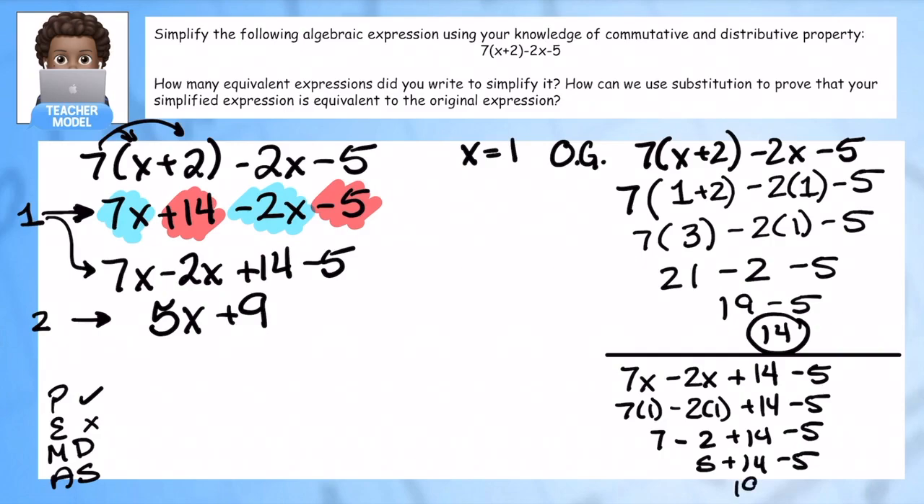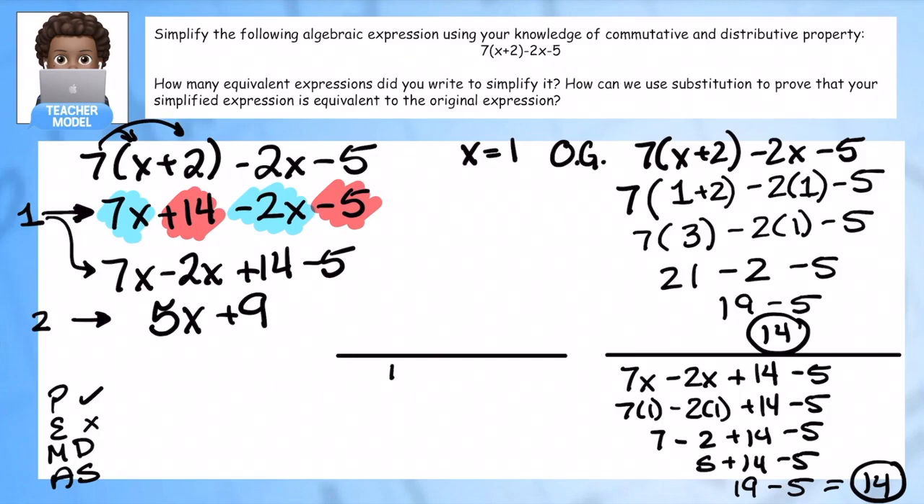5 plus 14 is 19. 19 minus 5 gives us 14. So you can see they're both exactly the same so far. So we're doing good. Let's do one more. Our very last one, our simplest one.